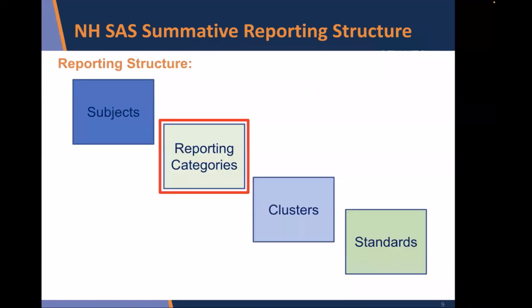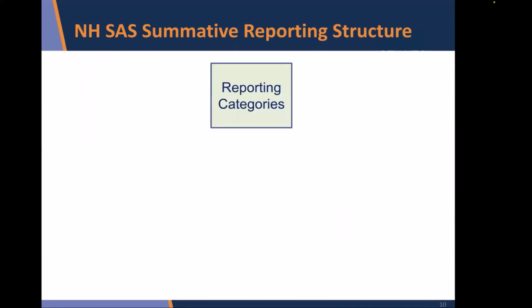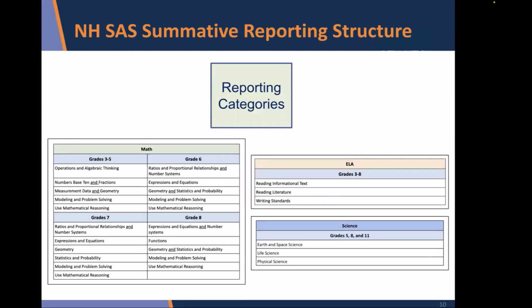When it comes to reporting categories, in New Hampshire SAS, they call them reporting categories. In the standards, they call them domains. So the reporting categories for math, ELA, and science, we call them reporting categories because you'll see here specifically with math that sometimes geometry and statistics and probability are combined. So we call it a reporting category rather than a domain. Anywhere there's an "and" here, you've got a couple of different domains of math within one particular reporting category for the summatives.